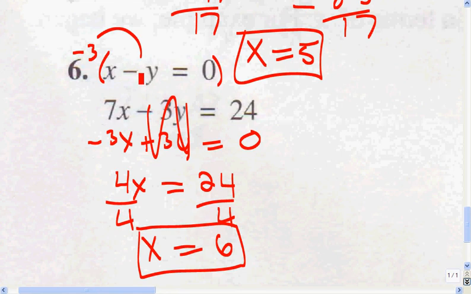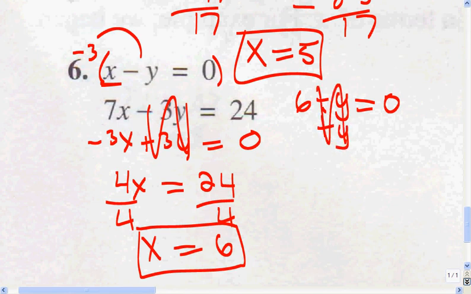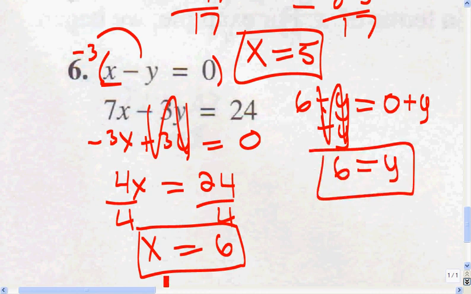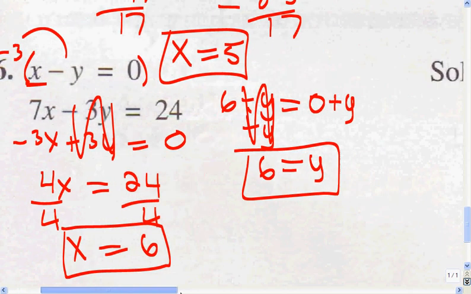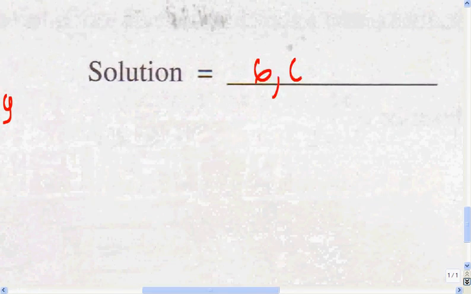Okay. Now I'm going to plug it in here to the smaller equation. Since x equals 6, wherever I see x, I'm going to write 6. So 6 minus y equals 0. I want to get y by itself. So what I'm going to do here is I'm going to add y. That's going to cancel this out, right? But what I do to one side, I do the other, so I'm going to add y to this side. So y plus 0 is y. So y equals 6. So x equals 6, y equals 6. 6, 6. That's my answer.